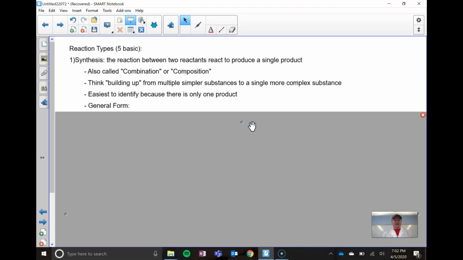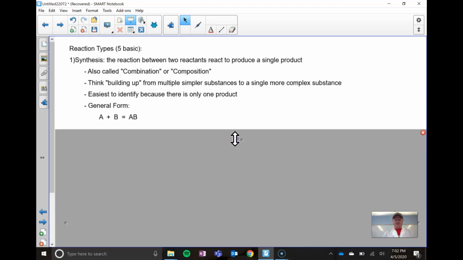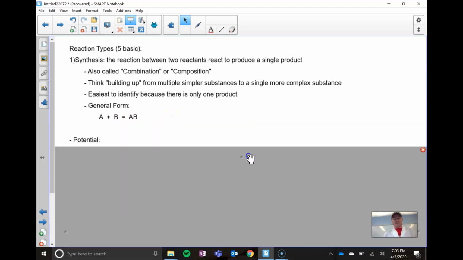And as we talk about these reaction types, you're going to see this phrase general form, and that's kind of like a standard template for these reactions. So for example, the general form for a synthesis reaction is A, that could be any element, plus B, any other element, equals AB, as a compound. So element A plus element B equals compound AB.